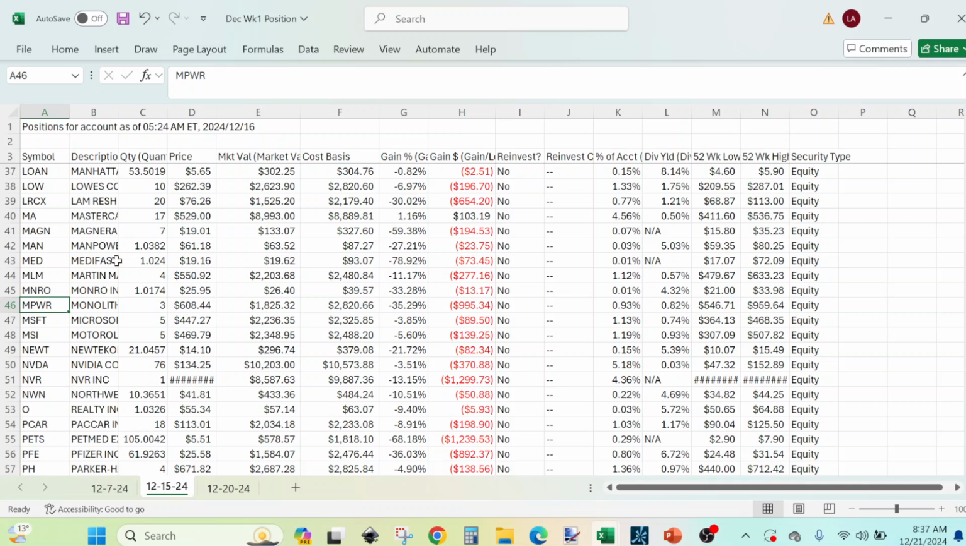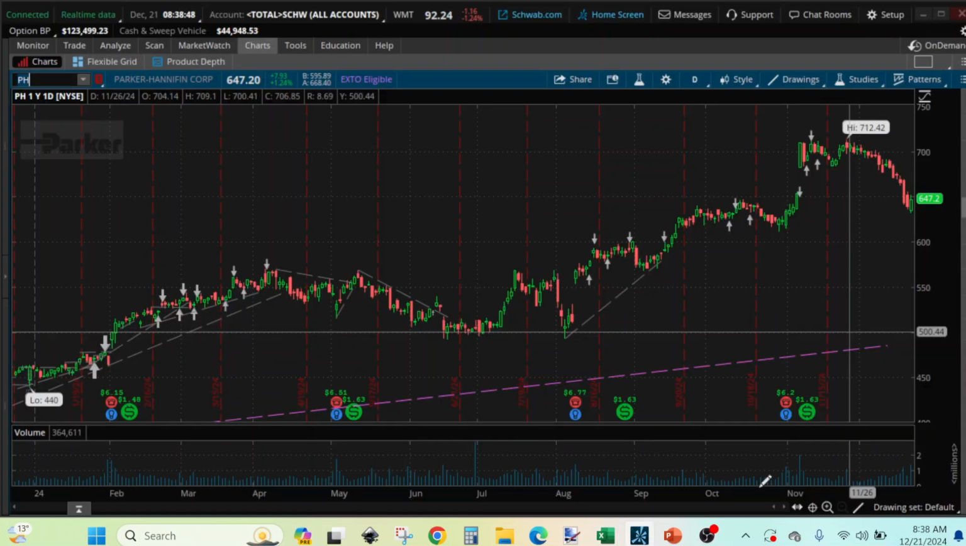PH. Yeah, we bought it somewhere here, and it's going down here. Okay, well, it's showing high. We could have sold it there too, but well, we didn't.